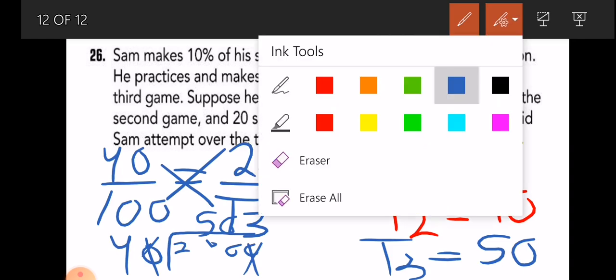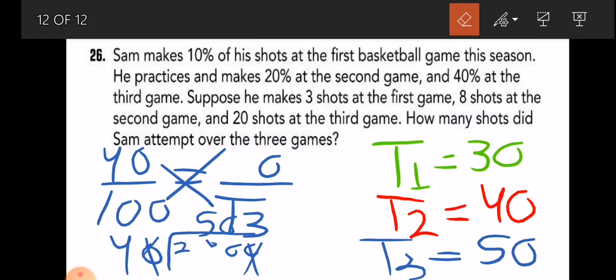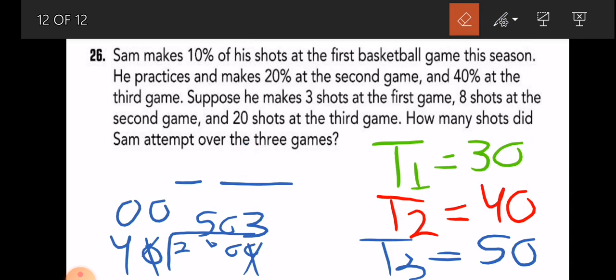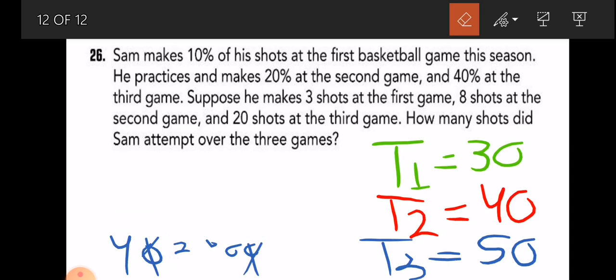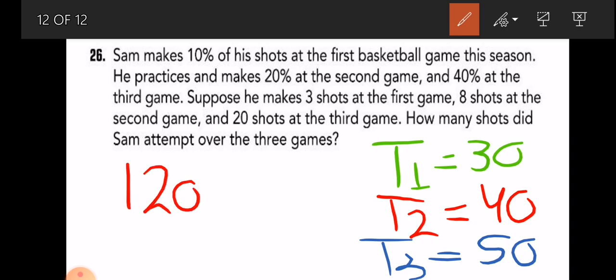So total 3 will give you 50. Okay, then what? I want now to get how many attempts over the 3 games, it means I need to add the 3 numbers. So 30 plus 40 will give 70. 70 plus 50 will give 120 attempts he did. We are done.